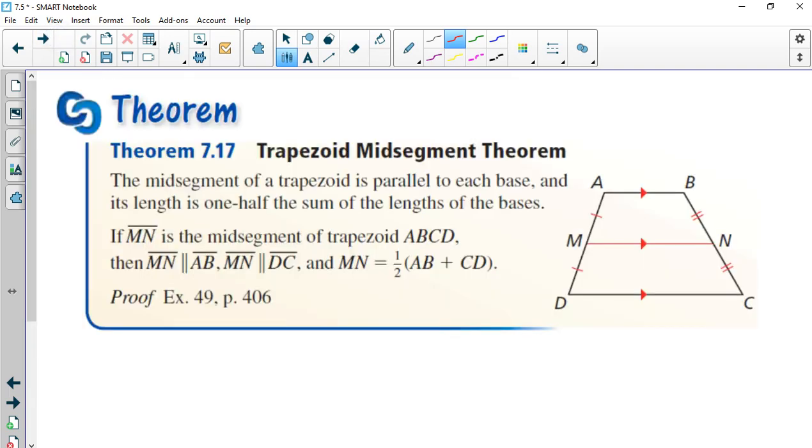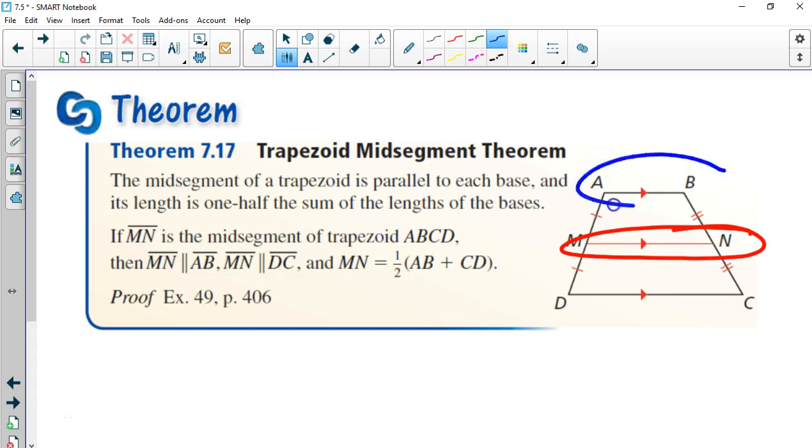Okay, another theorem, the mid-segment theorem. The mid-segment of a trapezoid is parallel to each base. So just another parallel line. The bases are parallel, the mid-segment is parallel. The other interesting thing is it's half of the sum. So in other words, this line right here is actually the average of this and this. You add those up and divide by 2.